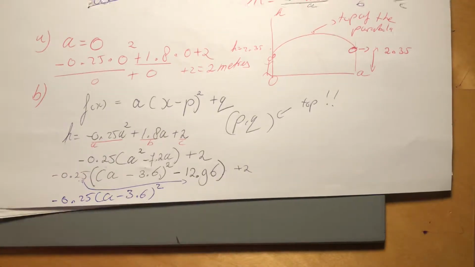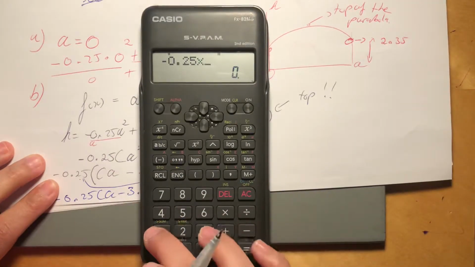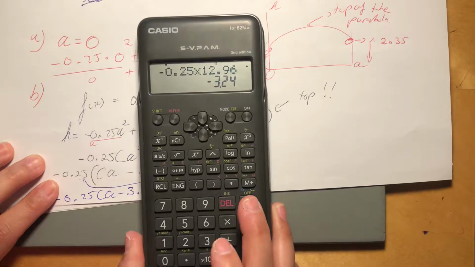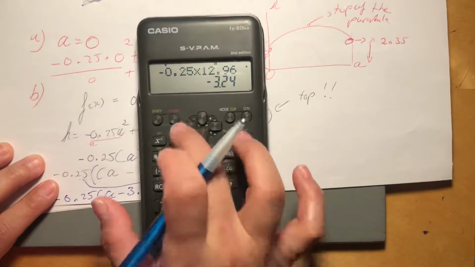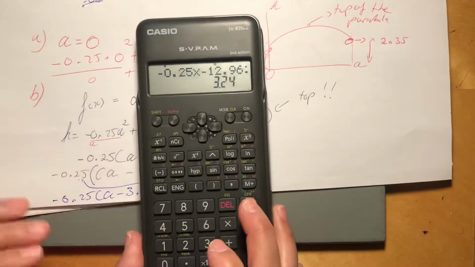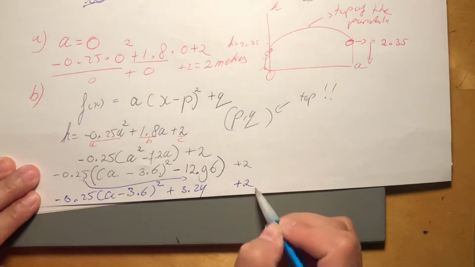And when you multiply it, just to show you, negative 0.25 times 12.96. Boom. You get, indeed, I'm missing something. I'm missing the negative in front of the 12.96, and then you get the positive 3.24, and then we add again the plus 2.